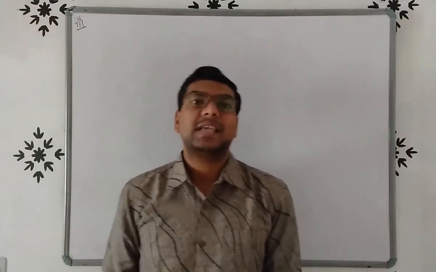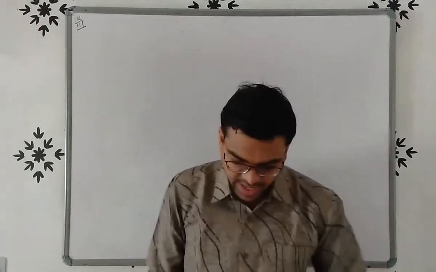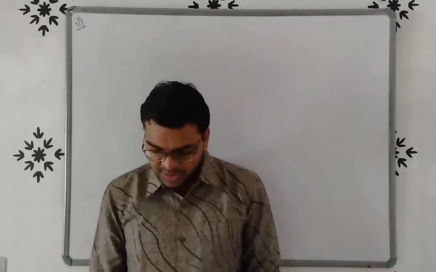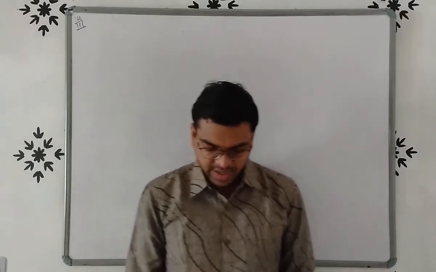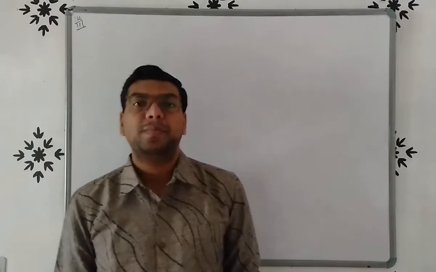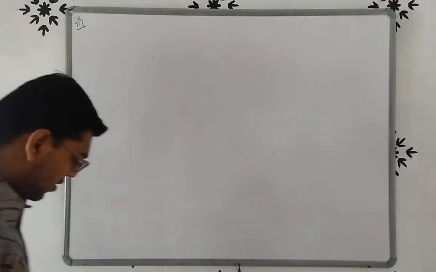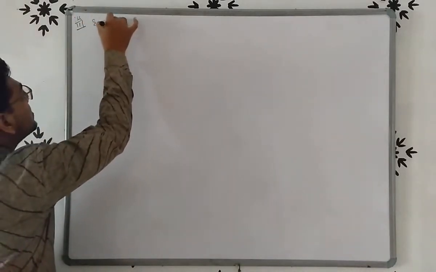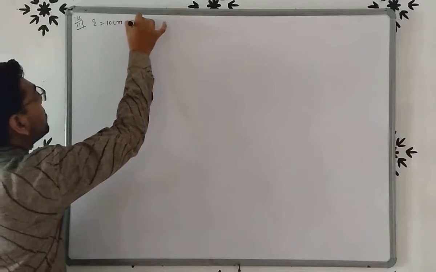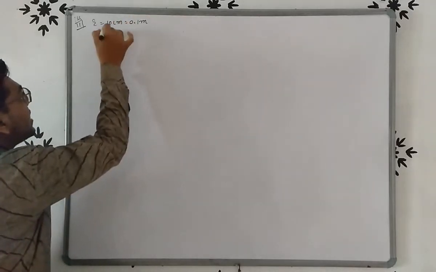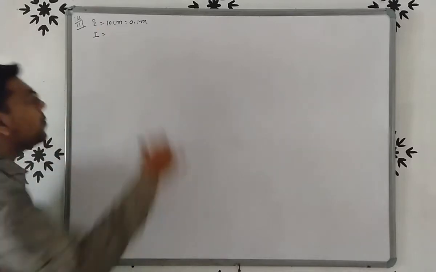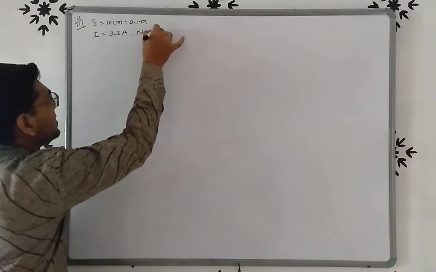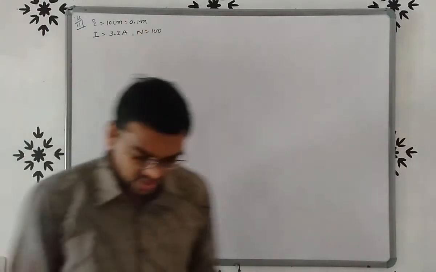Today we will discuss some examples. See, illustration number 11. A 100-turn closely wound circular coil of radius 10 cm carries a current of 3.2 ampere. So here the radius of the circular coil is given as 10 cm, so R is 10 cm or we can say 0.1 meter, and it carries a current of 3.2 ampere, so I is 3.2 ampere. And here the number of turns is given as 100.